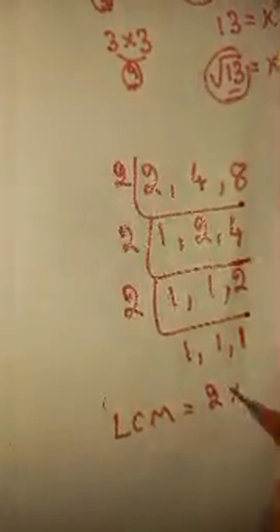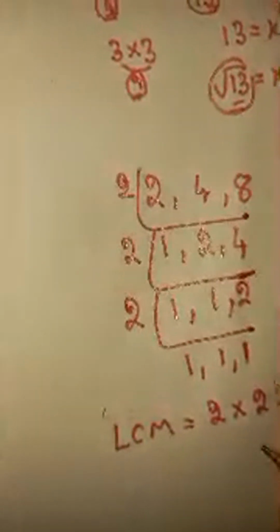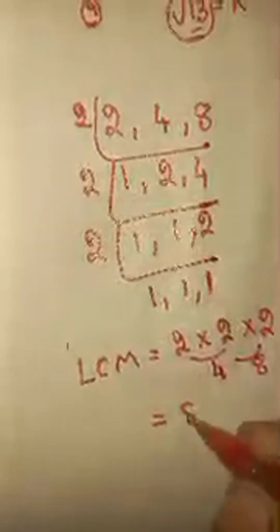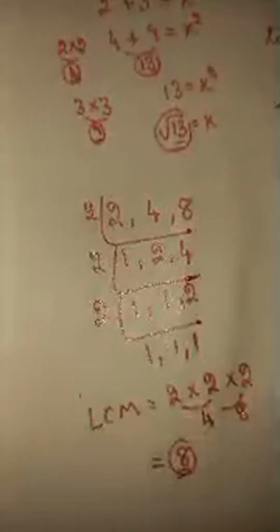Now you can find the LCM of all of them. You need to multiply 2 times 2 times 2. 2 times 2 is 4, 4 times 2 is 8. 8 is the LCM of those three numbers.